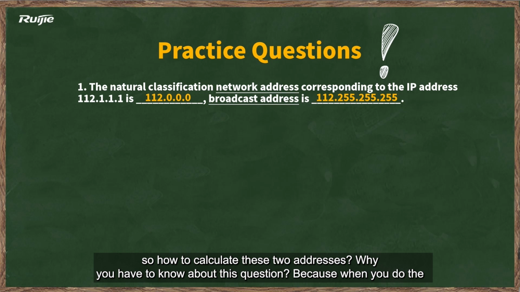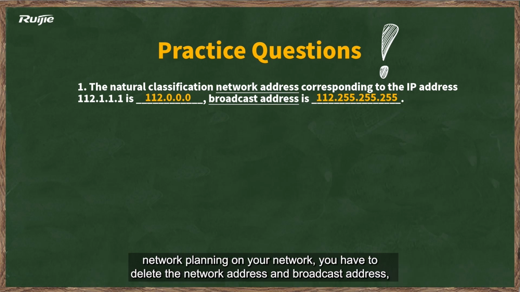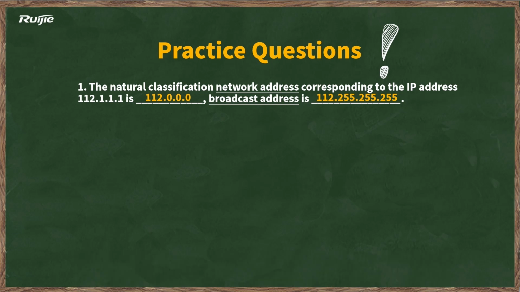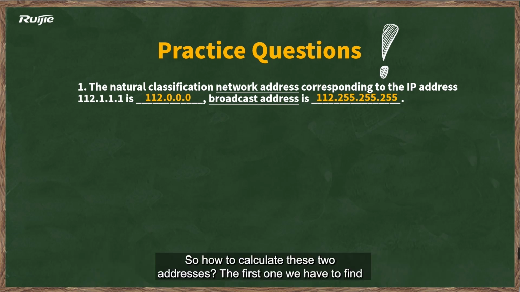Why do we have this question? Because when you do the network planning on your network, you have to exclude the network address and the broadcast address, because these two addresses cannot be used for the devices, maybe the router, maybe your terminal. So how to calculate these two addresses?